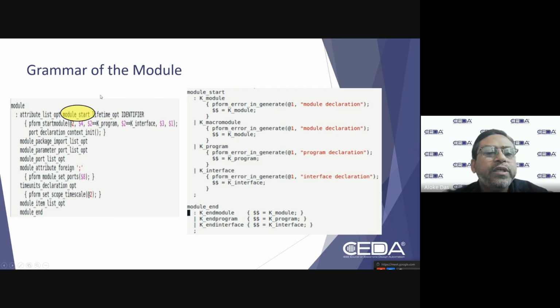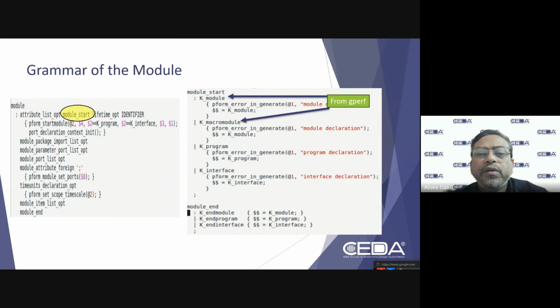Again, module start is being elaborated here. It could be K module, K macro module, and program interface. I think these two were added in the 2005 LRM. And module end could be this.